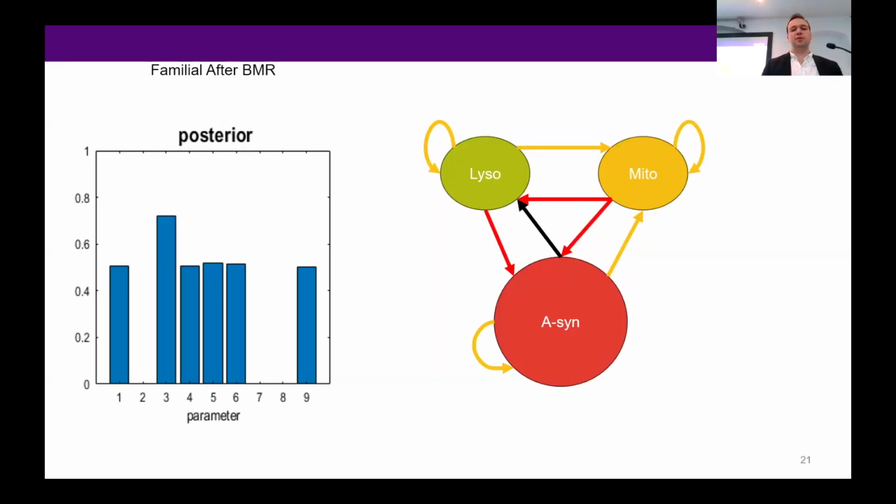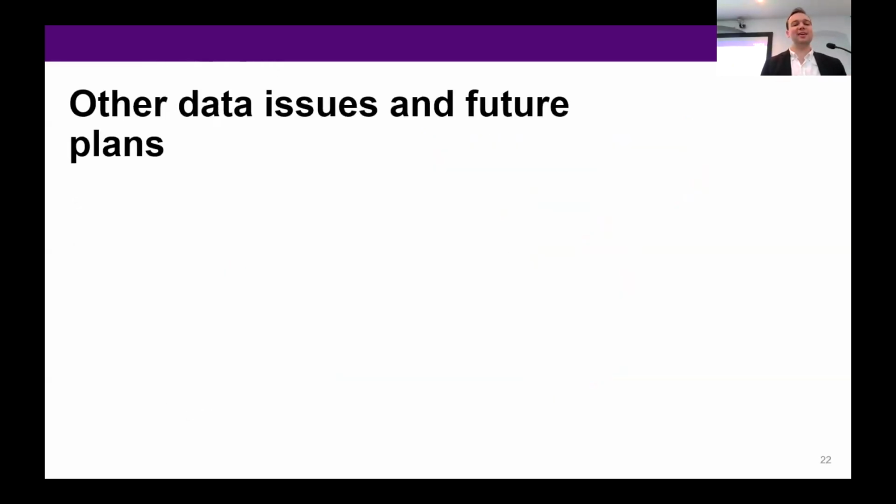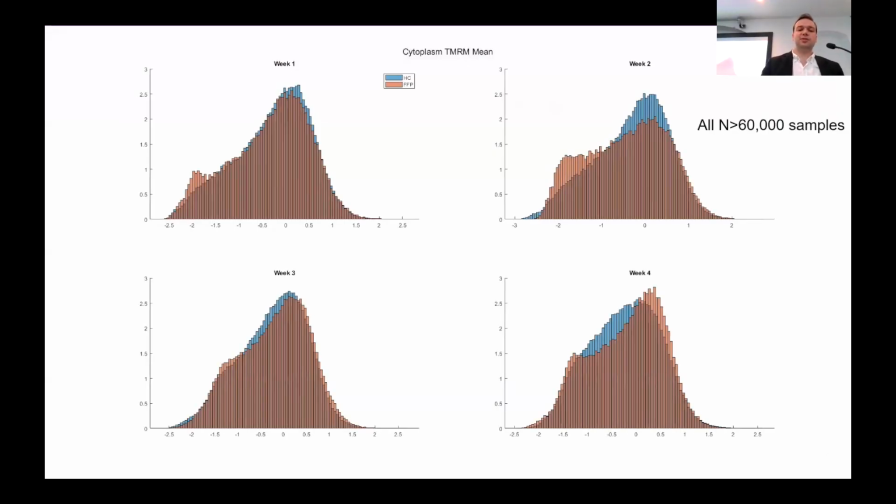So the next bit is a bit of a work in progress. I was hoping I would have it ready for this, but unfortunately I didn't quite get there. So there's a few other issues here. One, this is the actual histogram of the data for healthy control in blue and familial fast progressing in red. And you can quite clearly see there's a bimodal distribution to it.